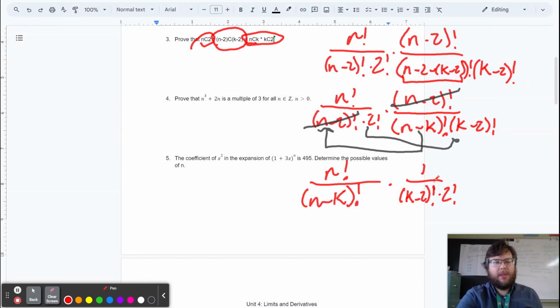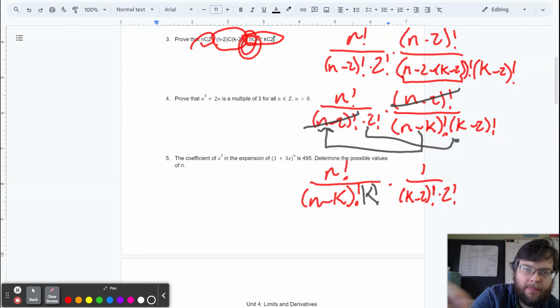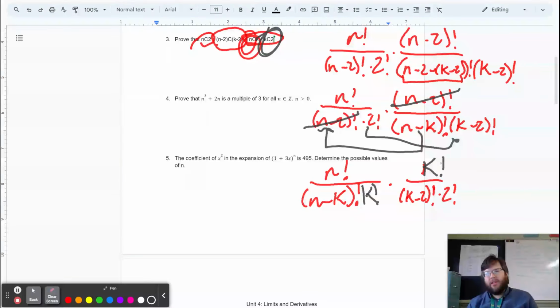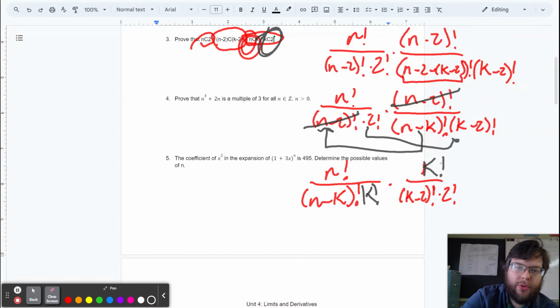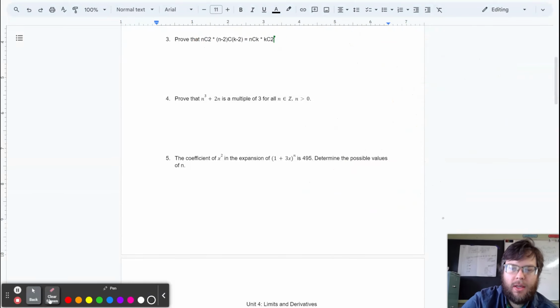And now what's the only missing piece? The only missing piece is my n choose k needs a k factorial on the bottom. My k choose 2 needs a k factorial on top. So I just multiply the whole thing by k factorial over k factorial, which is just a crazy version of 1. And I've proved the statement. This is n choose k, and then this is k choose 2. Great. All right. Here's another proof.